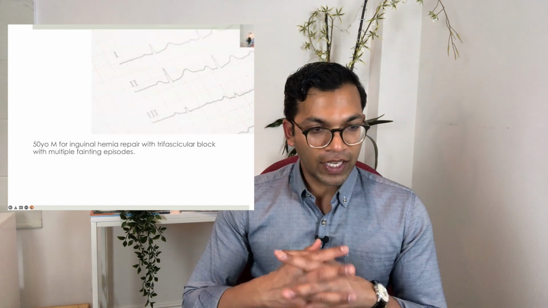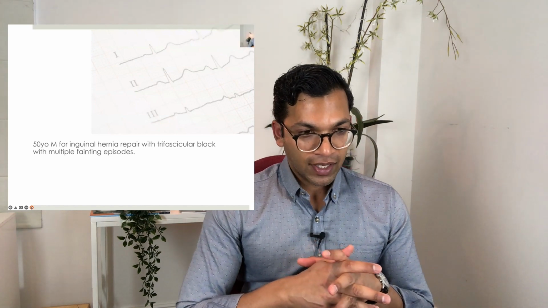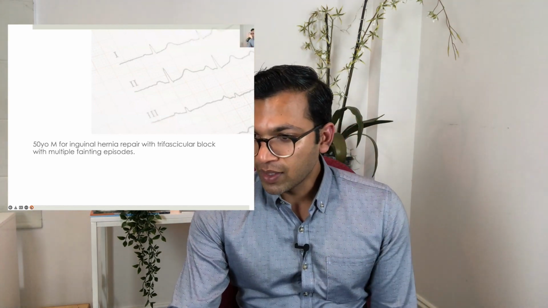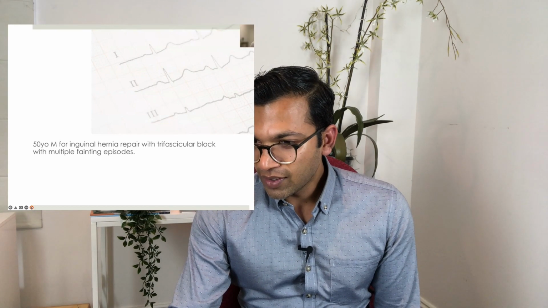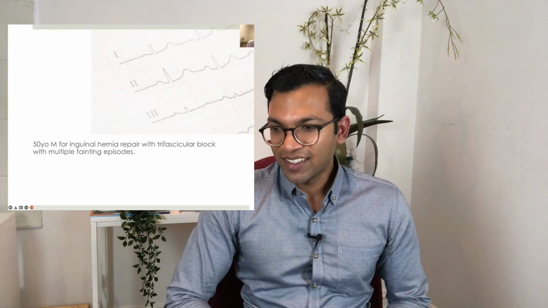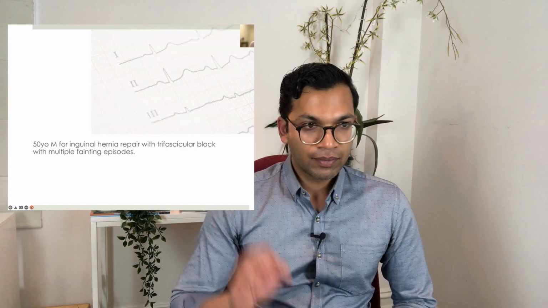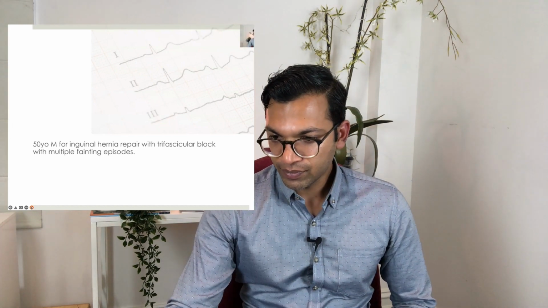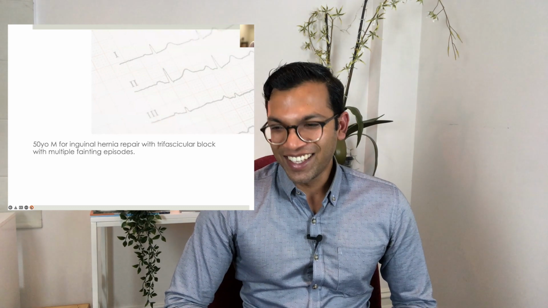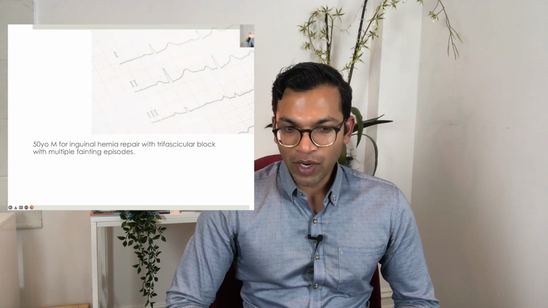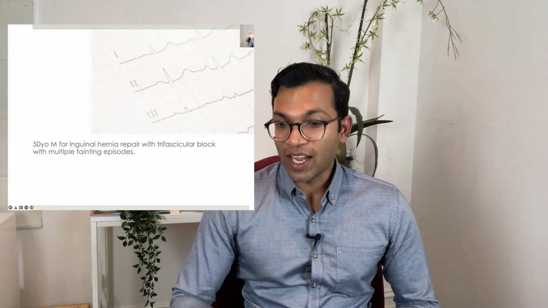Okay, 50-year-old male for inguinal hernia repair with trifascicular block with multiple fainting episodes. Again, using the format. Andrew Ridings, if you're around. I am. Go for it. Again, I'd start with this is not an urgent or emergency surgery. Perfect. I actually haven't heard of a trifascicular block. Is that like three or more cardiac veins? Yeah, it's right bundle branch block with a left axis deviation. So you've got, and a first degree heart block.